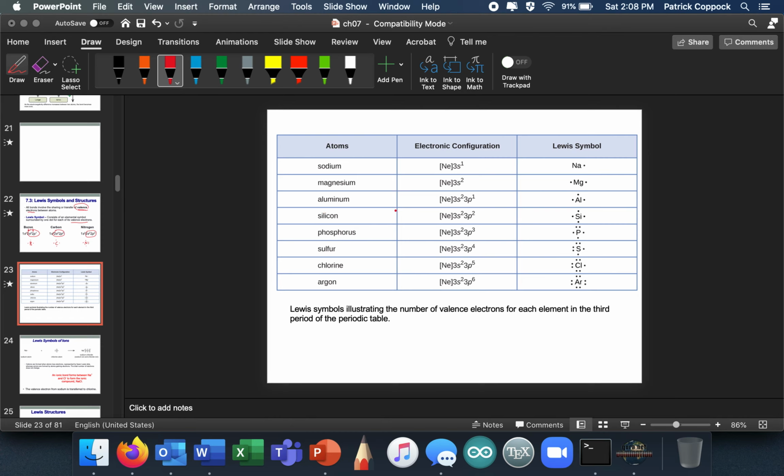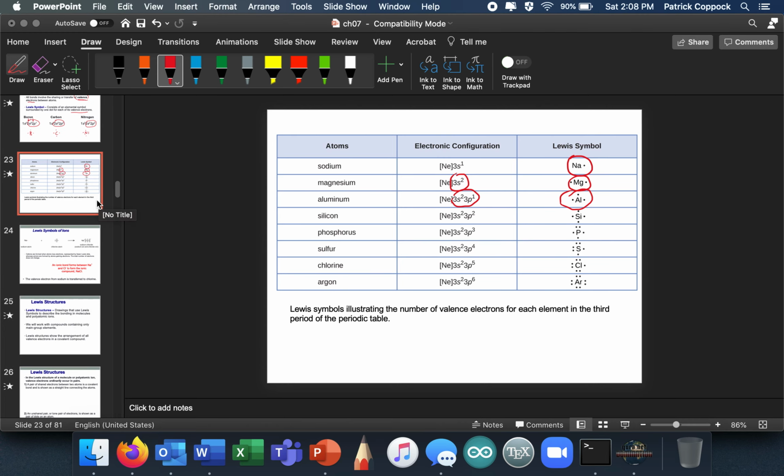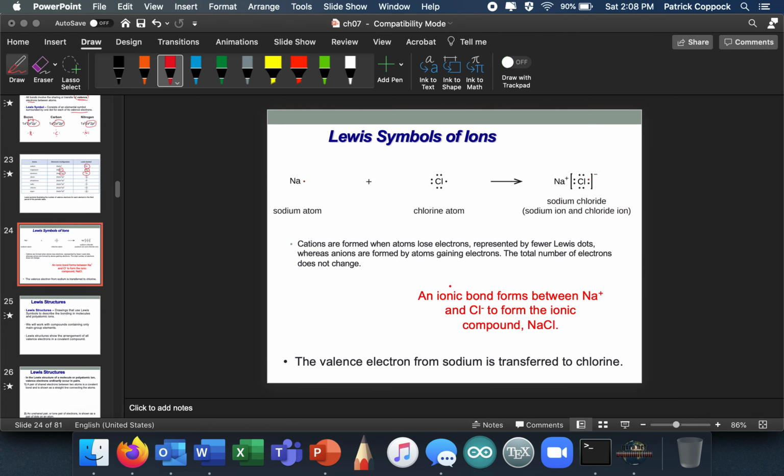So here are some examples. The electronic configuration for sodium, the condensed one, is neon plus 3s1, so there's going to be 1 electron in its outer shell. Magnesium is 3s2. There are 2 electrons in its outer shell. Aluminum, right? Can you see that? 3 electrons in its outer shell, and so on. All right? So Lewis symbols illustrating the number of valence electrons are shown here. These are in the 3rd period of the periodic table, and I think that might be a good introduction. More practice is probably going to be necessary.